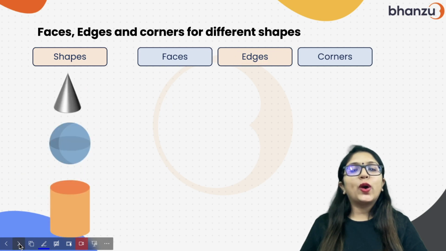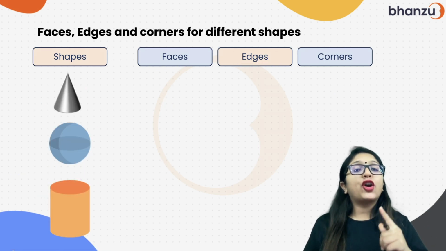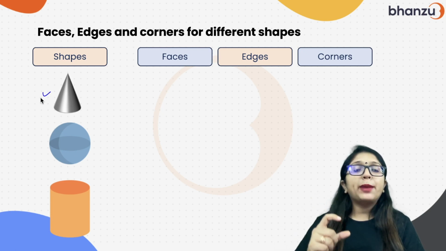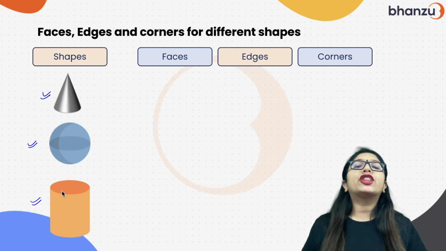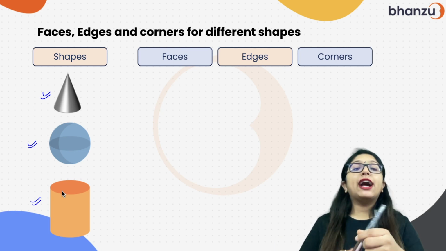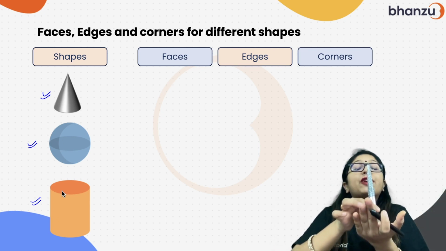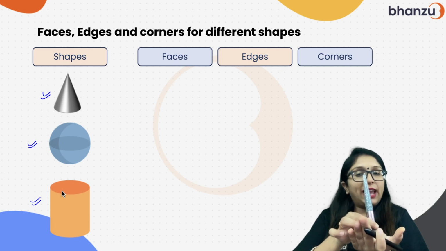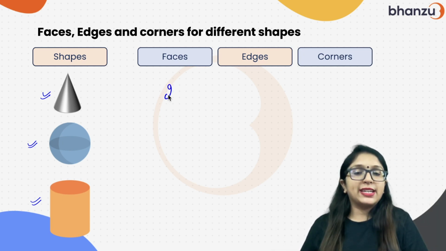So let's quickly go ahead and talk about faces, edges and corners for the cone shape, sphere shape and cylinder shape. Let's start with the cone shape. We have one curved face and one at the bottom which is the flat face. One flat face, one curved face. So there are 2 faces.